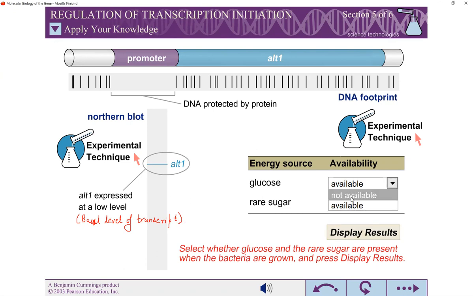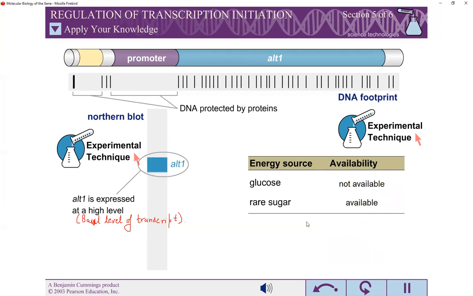Now, when glucose becomes unavailable and the rare sugar becomes available, the process of transcription is going to take place at a much faster rate. The ALT1 gene will be expressed at a very high level. See, when the bacteria are grown with only the rare sugar, ALT1 RNA is expressed at a high level.